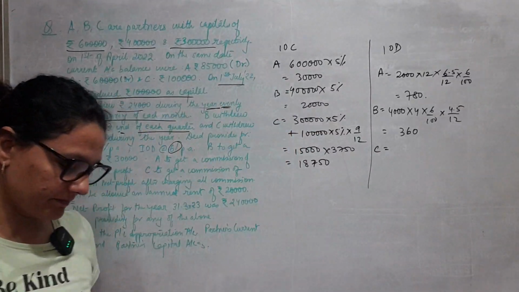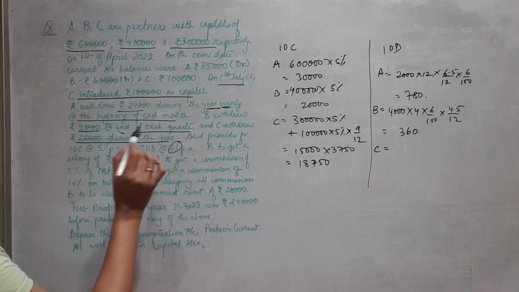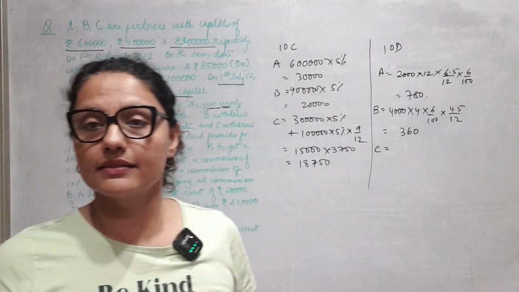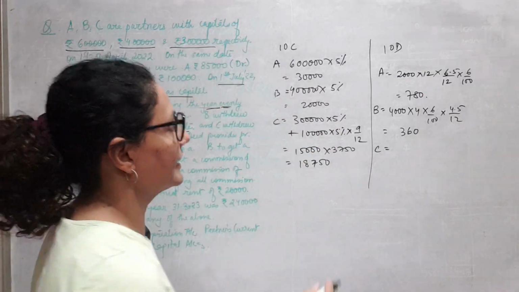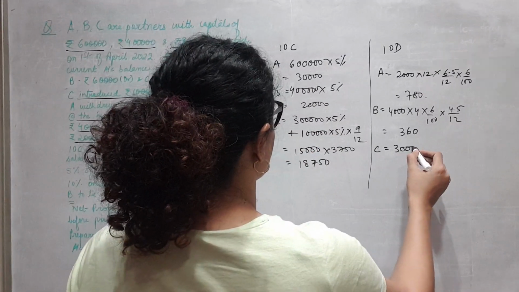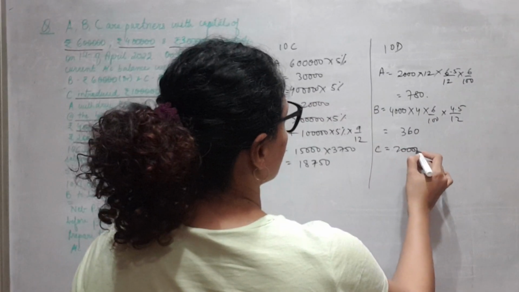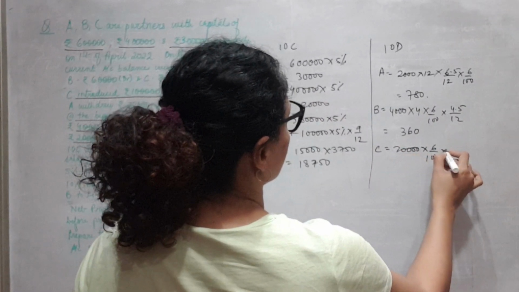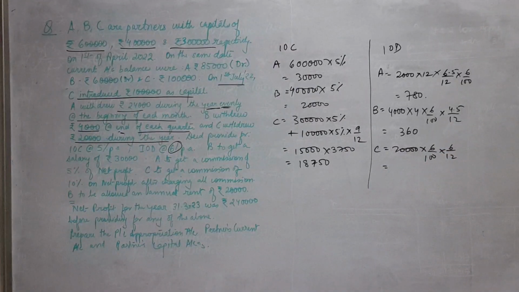And C. C withdrew 20,000 during the year, no date given. So it is simply 6 months average, we will calculate interest for C. So 20,000 into 6% into 6 by 12. Let's check that.